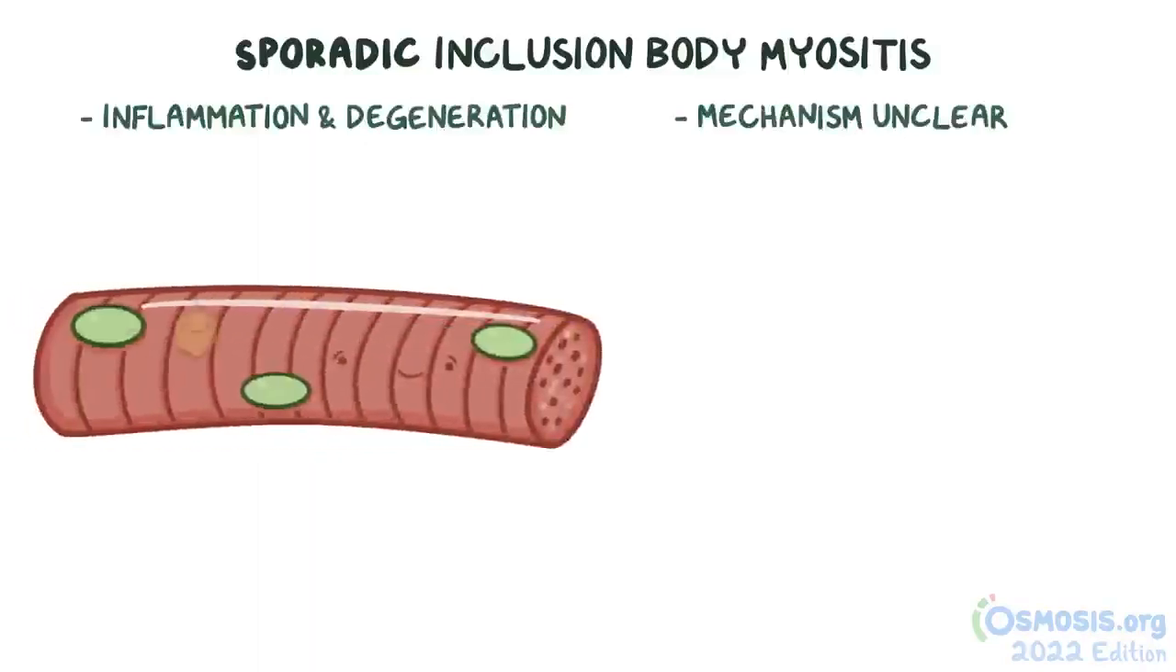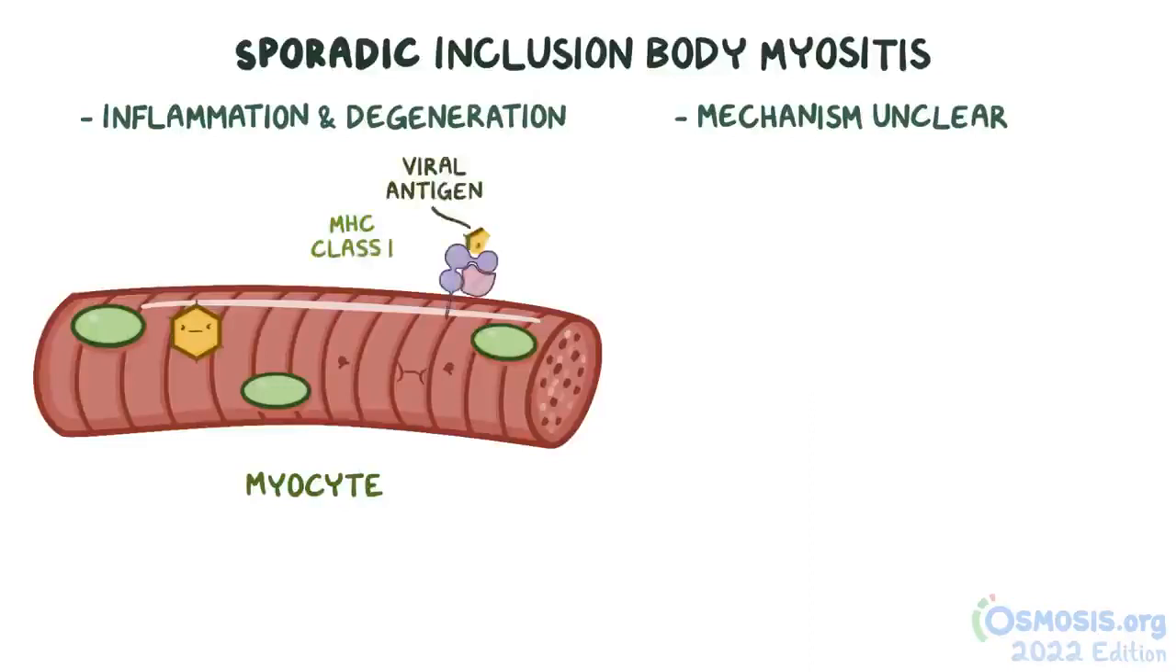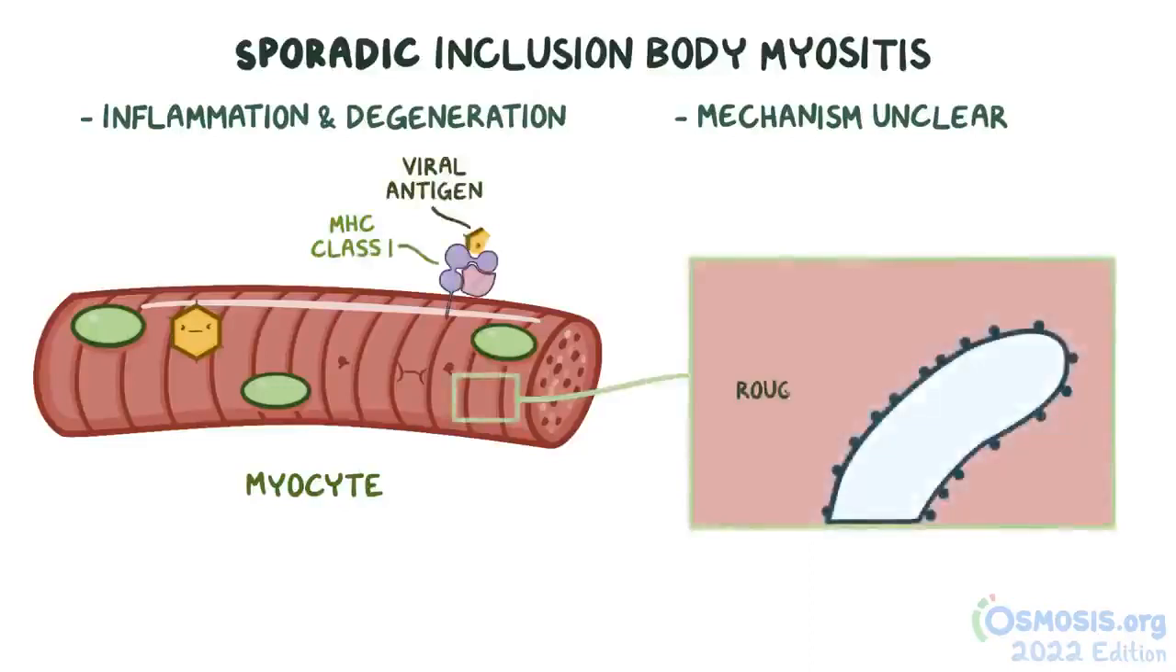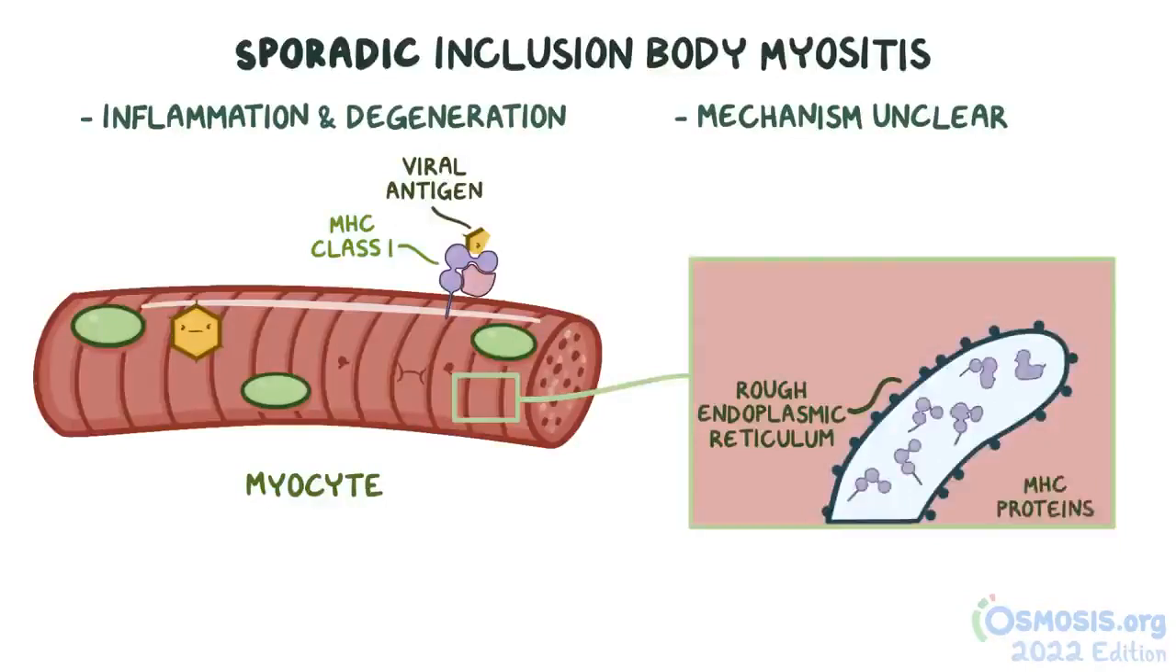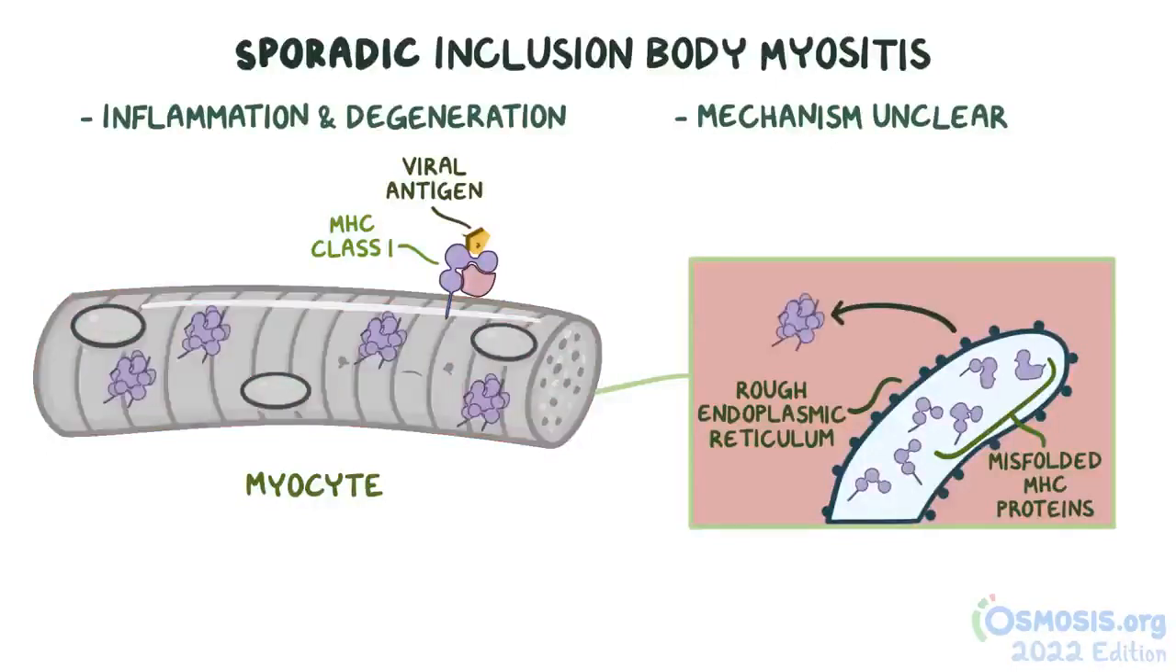Okay, now in sporadic inclusion body myositis, there are features of inflammation and degeneration. The exact mechanism is unclear, but one thought is that the trigger may be a virus that infects and damages myocytes. In response, the muscle cells start to present viral antigens on their MHC class 1 proteins. The rough endoplasmic reticulum of the myocytes fill up with these MHC class 1 proteins, and some begin to misfold. The misfolded proteins begin to aggregate, and that causes additional degeneration and destruction of muscle fibers.